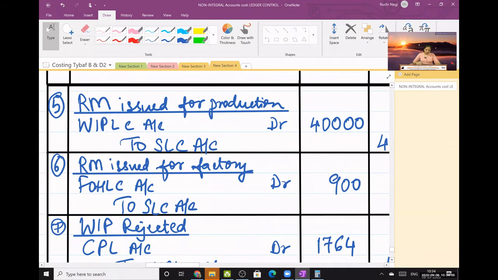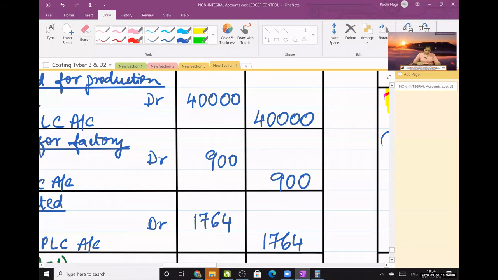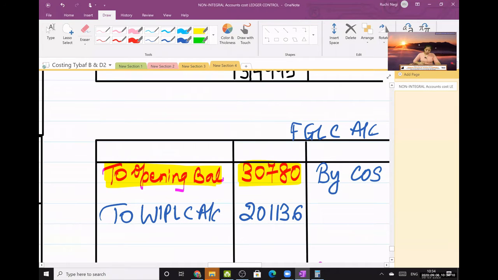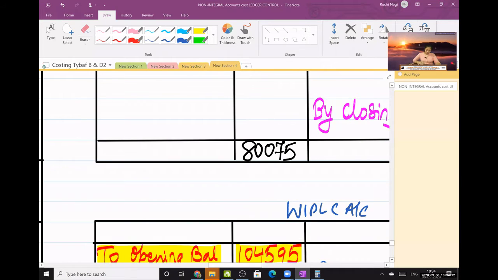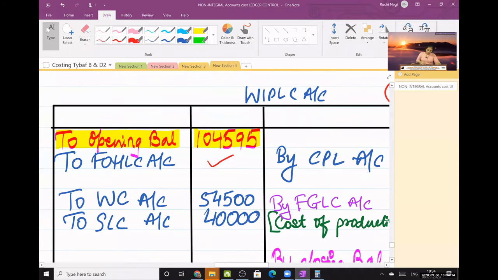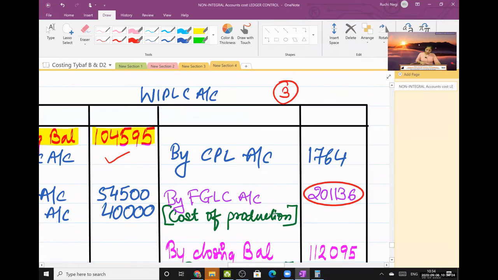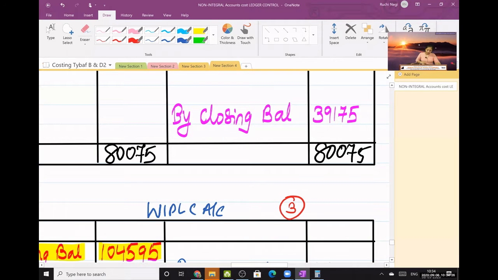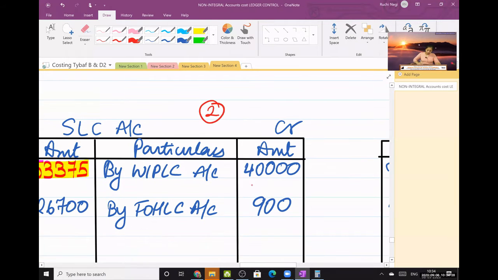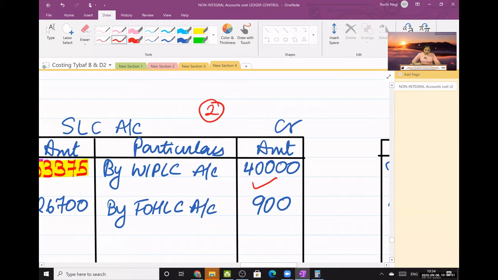WIP to SLC, raw material issued for production, debit side. WIP ledger control account debit to SLC, 40,000. Second effect, SLC account credit side by WIP, 40,000.